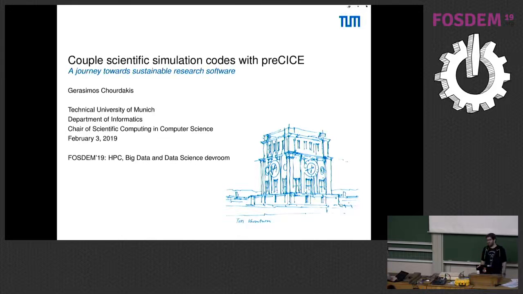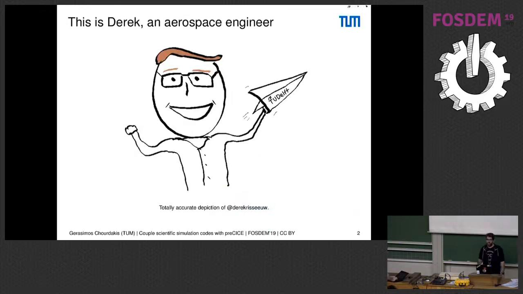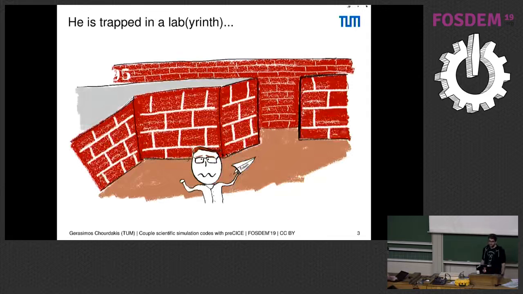And I know that our audience today is quite diverse, so I will start with a simple but totally real story. So this is Derek, an aerospace engineer from TU Delft, and I met him at a conference and then invited him to Crete. But because I was kind of crazy, I imprisoned him in the labyrinth. Then, because Derek is an aerospace engineer, he got the idea, okay, I can make my own wings and fly out of here.